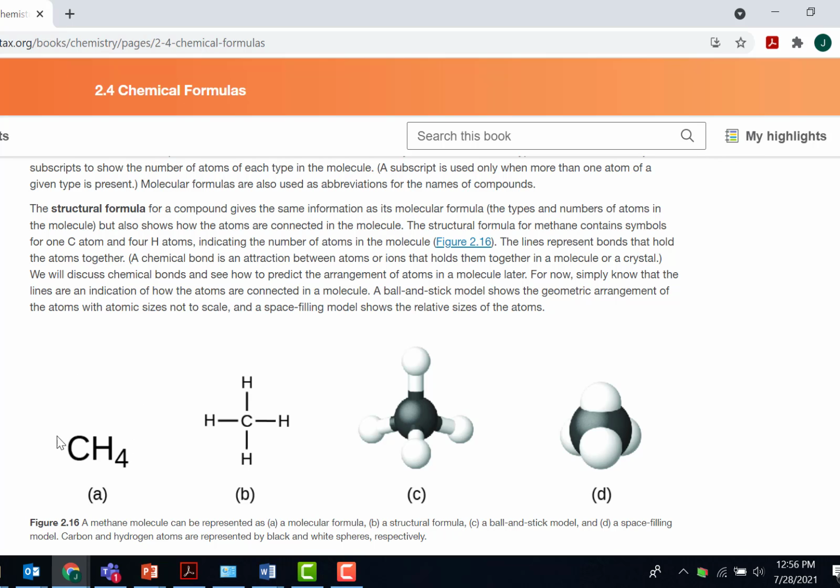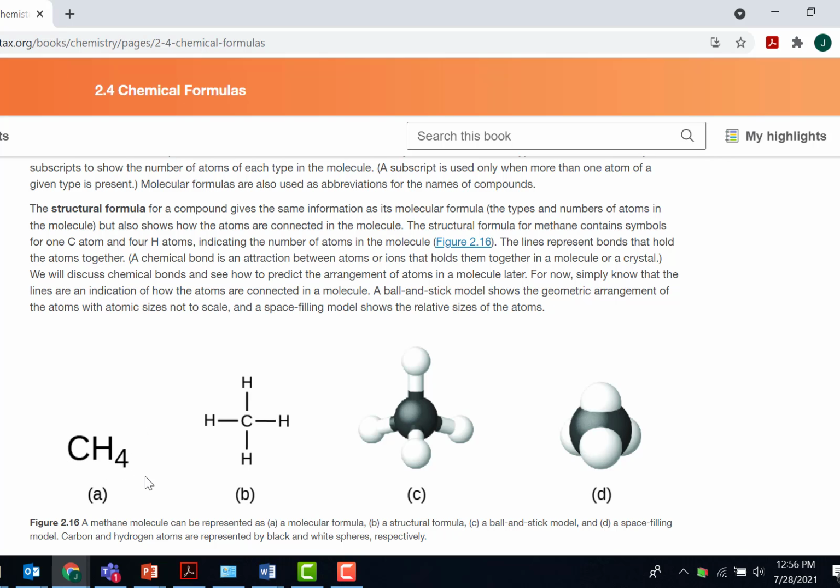This is a molecular formula. It's showing that we have a molecule that contains carbon and 4 hydrogens. So we're showing the symbol for carbon, the symbol for hydrogen, and then the subscript 4 is telling us that we have 4 of the element before that, which is the hydrogen. We don't have 4 carbons, we only have 4 of the hydrogens. This is the molecular formula.